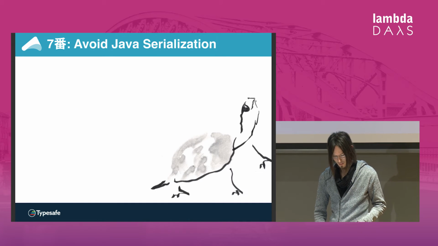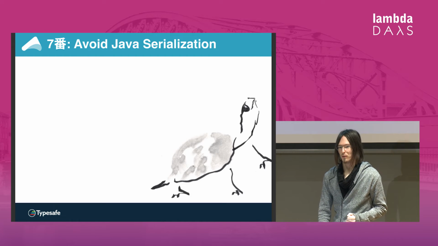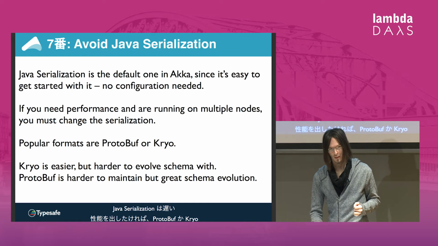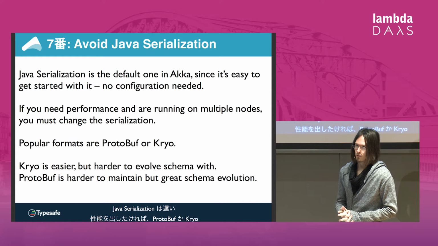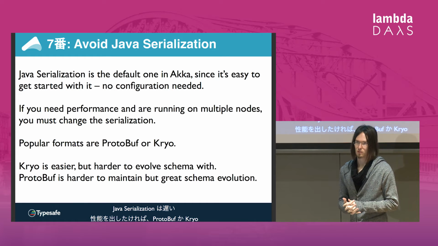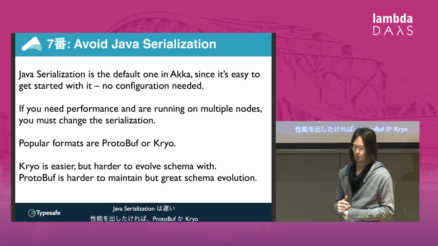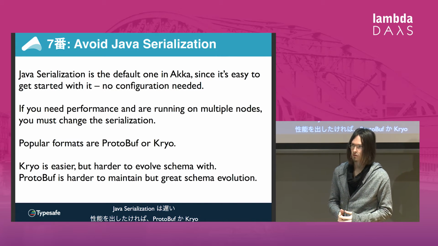Okay. Serialization. So that's a turtle. If you don't get the hint, then yes, it's really slow. Specifically, Java serialization is really slow. And the problem with Java serialization is that we still have it as a default. We will actually remove that default in a future version, probably Akka 3. But for now, it still is the default.